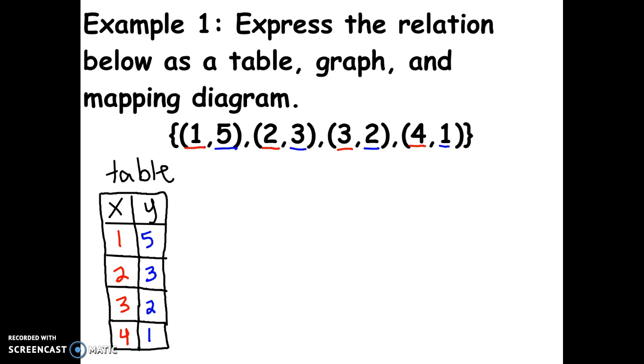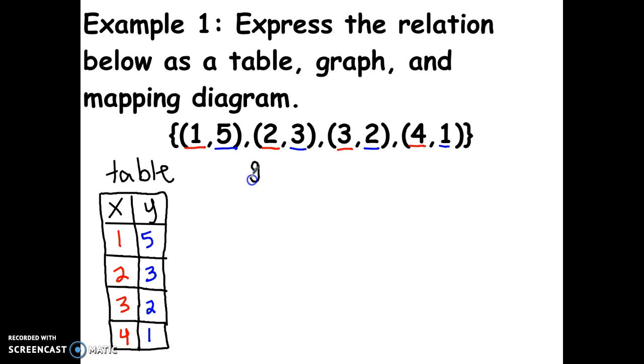Okay, so we can see that we have the ordered pair 1, 5. So the 1 and 5 are beside each other. 2, 3, 3, 2, and 4, 1.